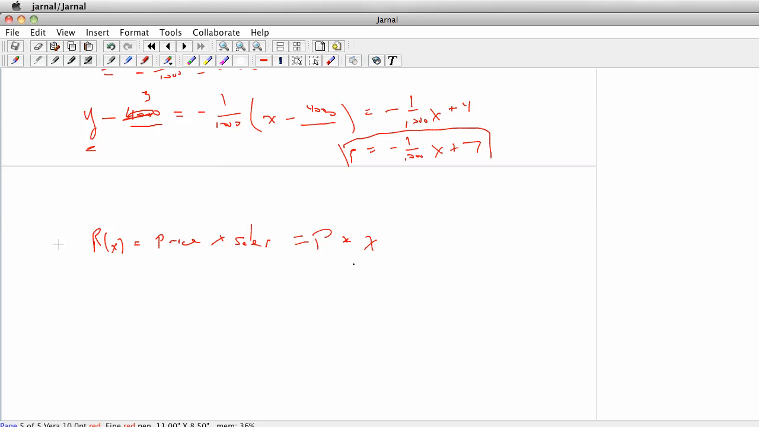X is how many that we're selling at that particular price. And we have a formula up here for price. So price is negative 1/1000th x plus 7, and that's multiplied by x, the number of things sold. So that's price times the sales level. So that's how much money we're bringing in. If I sell 4,000 hot dogs at $3 each, then this function will turn out to be 12,000. It's the price you're selling them for, the $3, times 4,000 hot dogs. So that's a fairly straightforward thing.